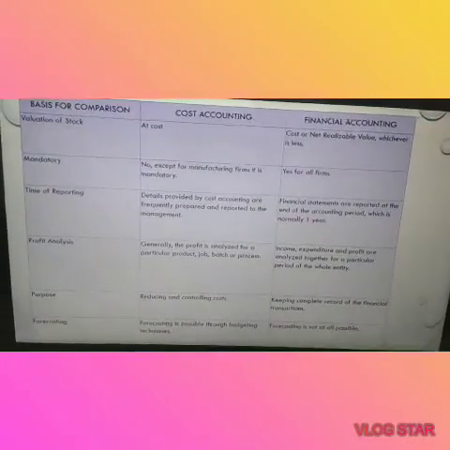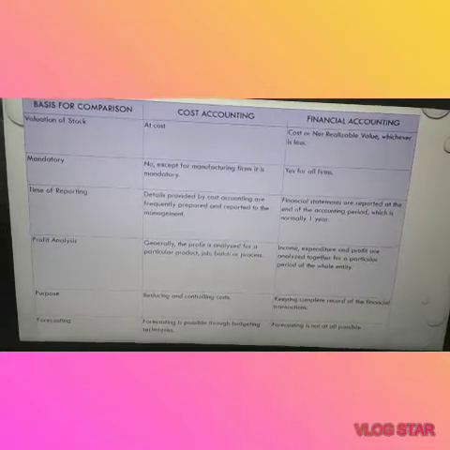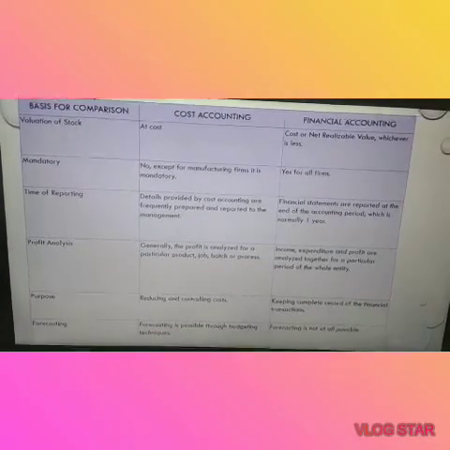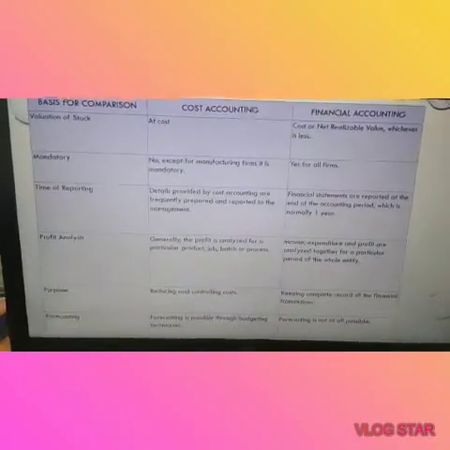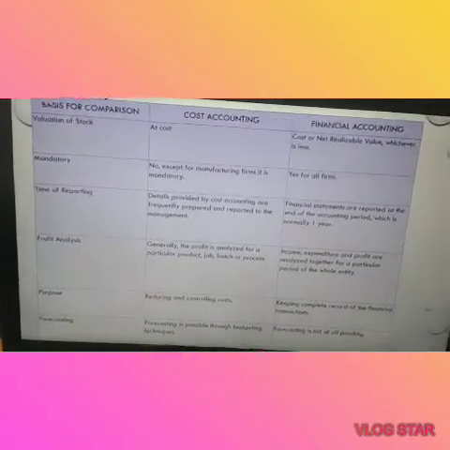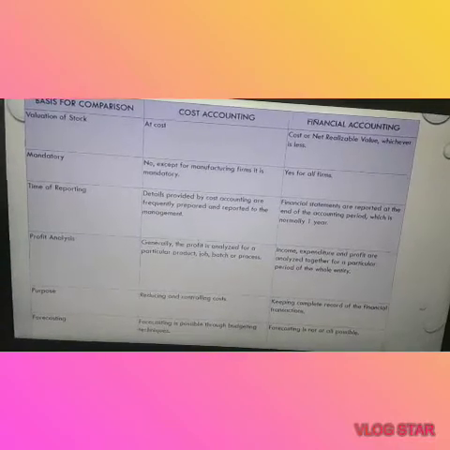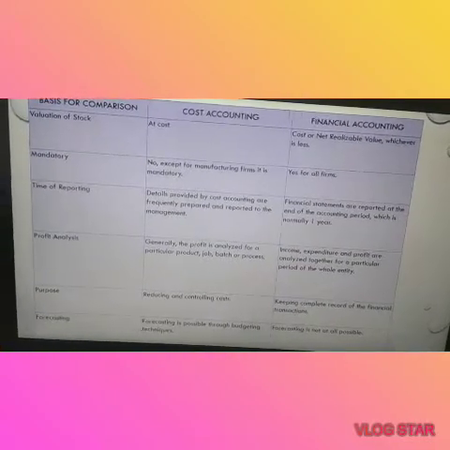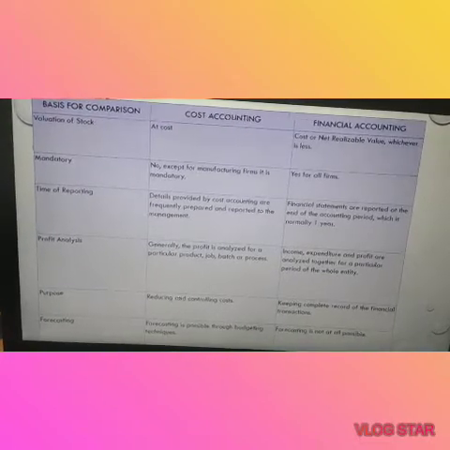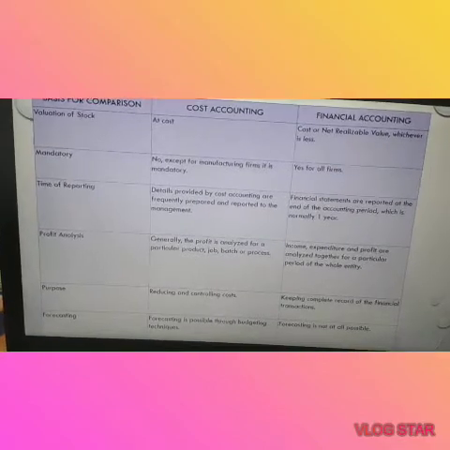Mandatory. Cost accounting is not mandatory in all the firms, but in manufacturing firms it is mandatory. But financial accounting is mandatory in all the firms. Type of recording. Details provided by the cost accounting are frequently prepared and reported to the management, but the financial statements are reported at the end of every accounting period, that is 1 year.